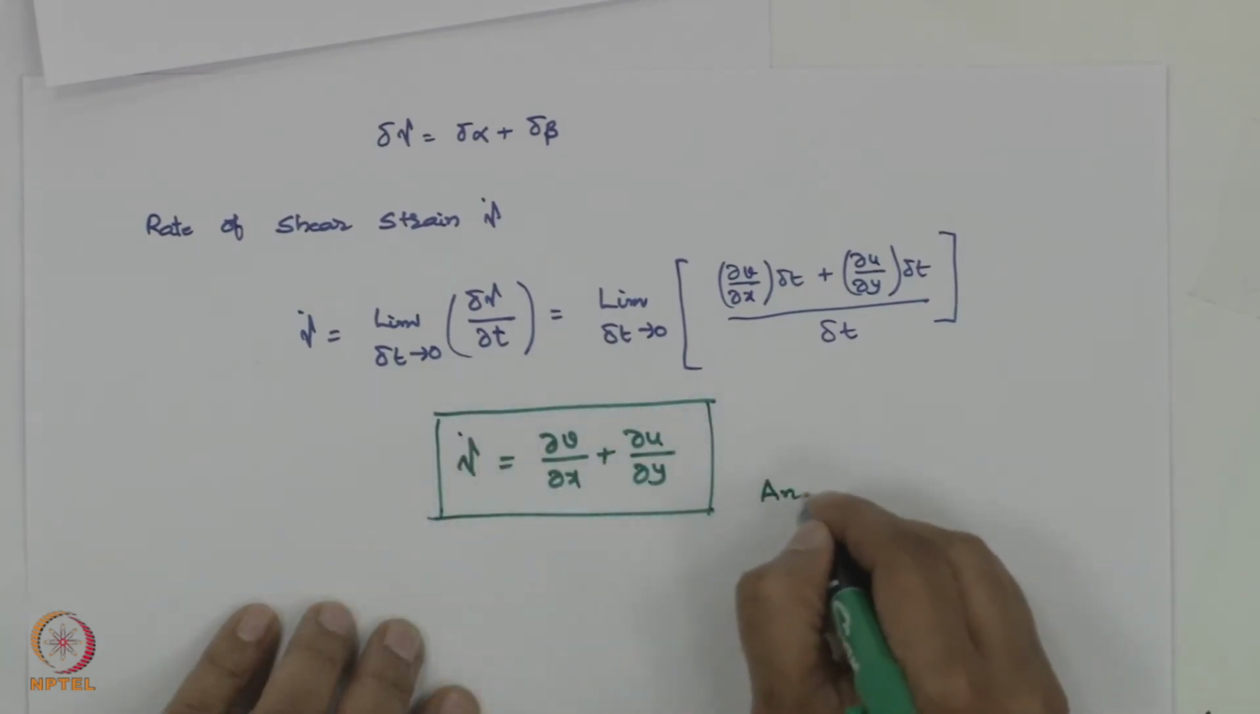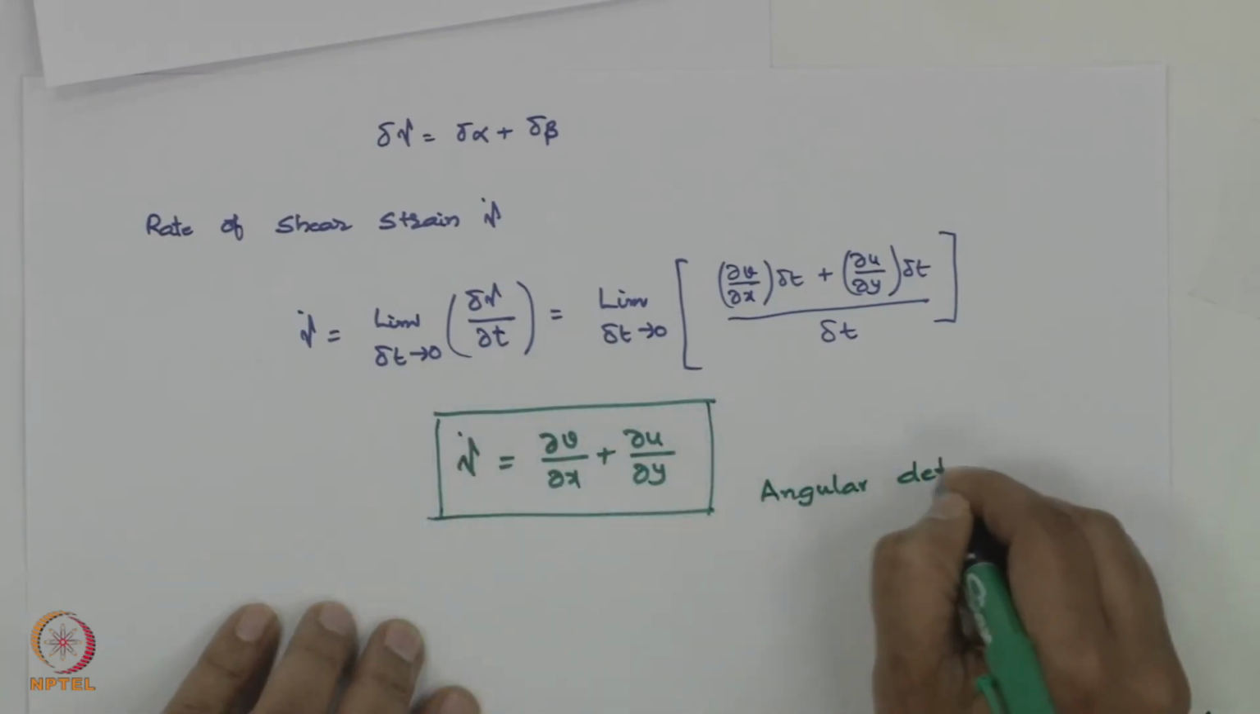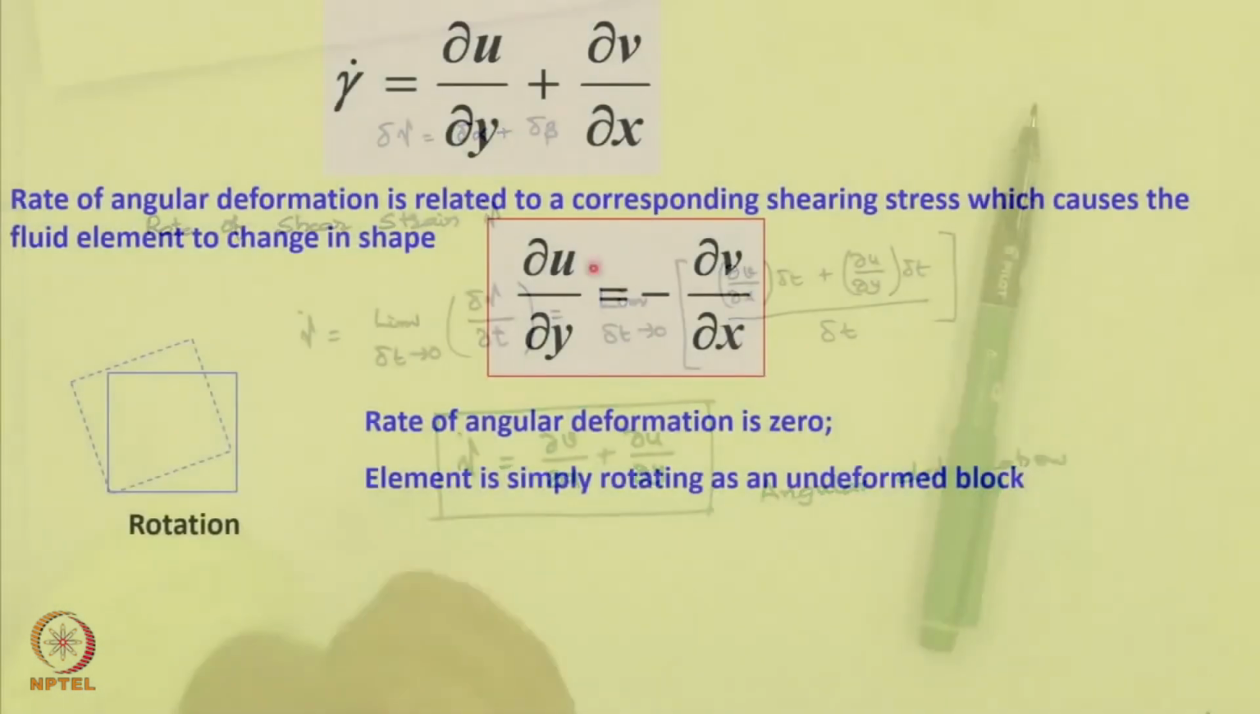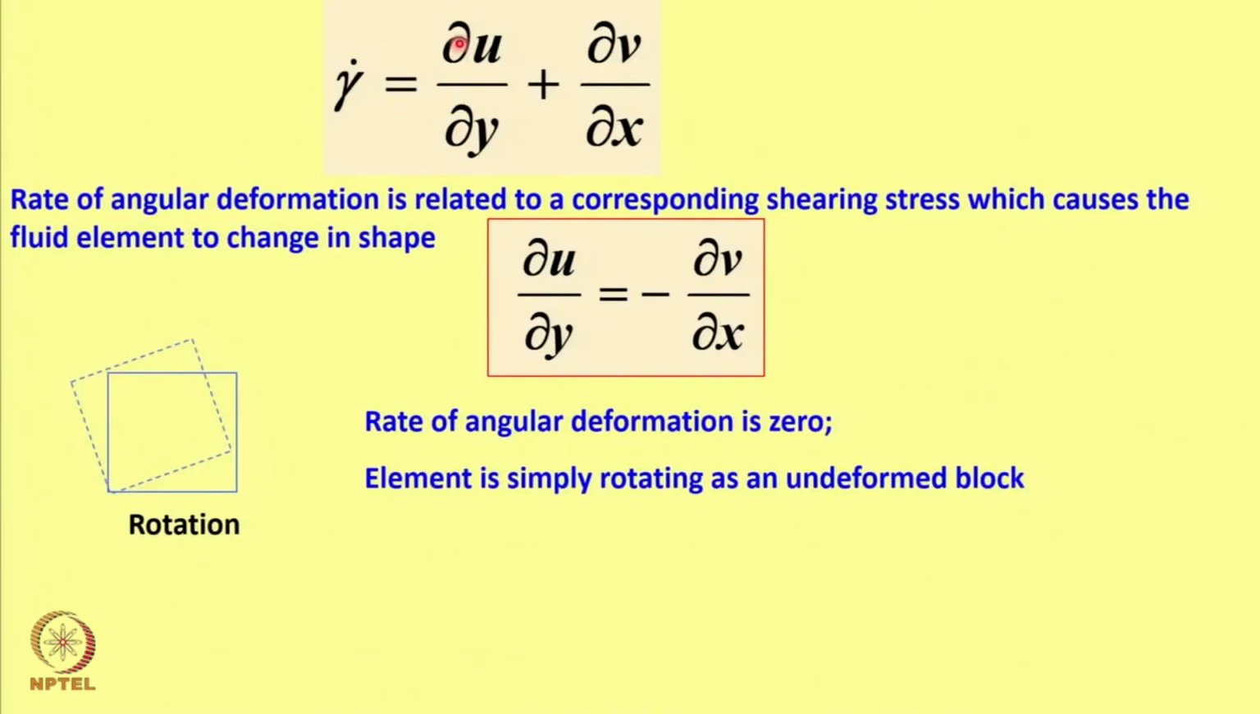This is angular deformation. So we covered angular deformation and rotation. Now back to slides. So gamma dot equals del u by del y plus del v by del x. Rate of angular deformation is related to corresponding shearing stress, which causes the fluid element to change in shape. That is, if del u by del y is equal to minus del v by del x, then the rate of angular deformation is 0 and the element is simply rotating as an undeformed block.